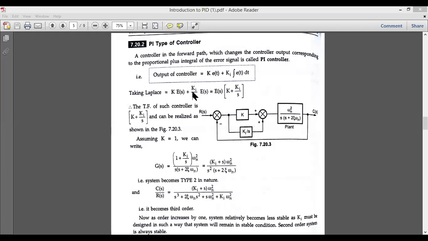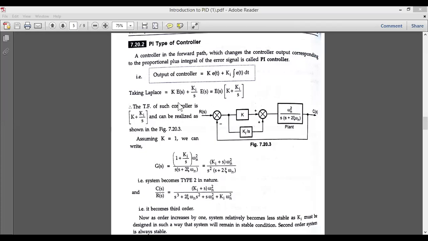Now in these two values, the value of Es is constant, so take Es as constant outside the bracket, so Es multiplied by K plus Ki divided by s. Now this becomes my one factor. Therefore the transfer function of such a controller is given by K plus Ki divided by s.